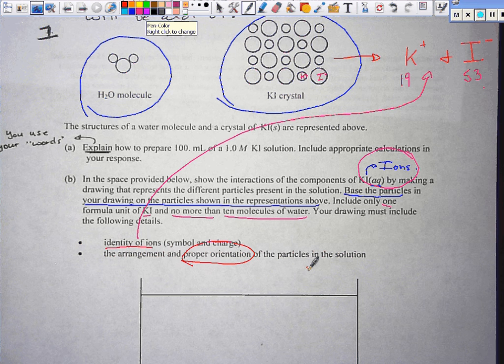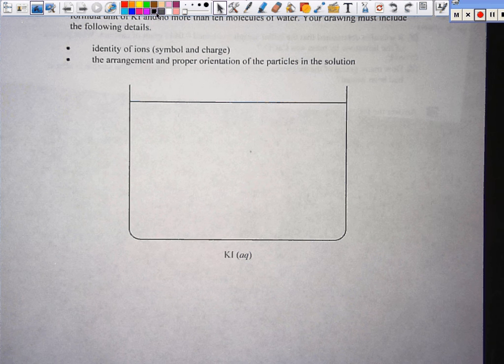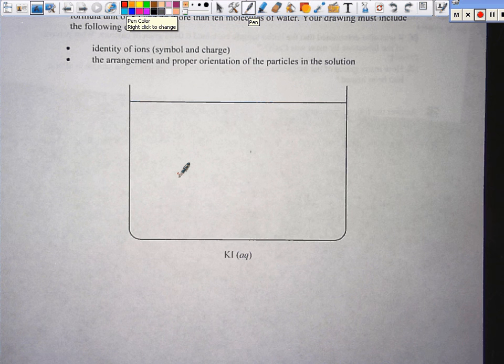So let's look at this. All right, so we've already said that K is going to be the little one, right? And what was going to be the big one? Now, does it really matter that they're that different? No, but at least try to make them different. At least try to represent the structures. Any questions here now? So, have we just done the identity of the atoms, symbol, and charge?